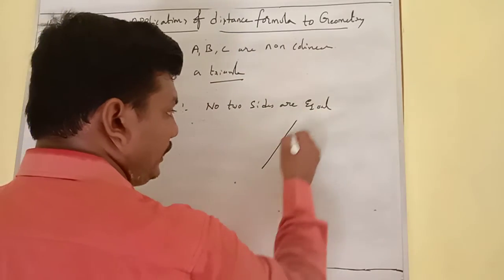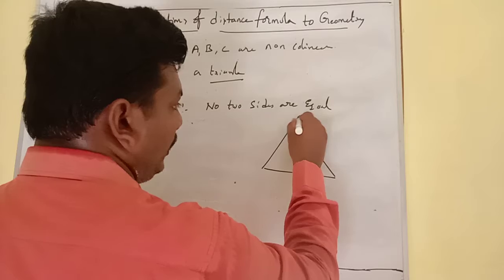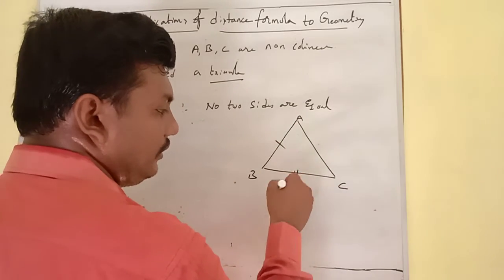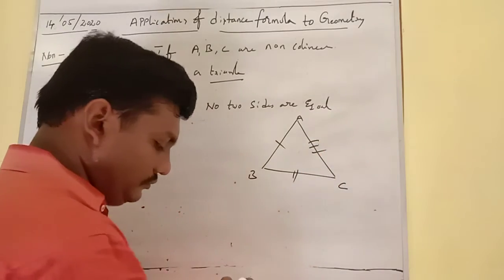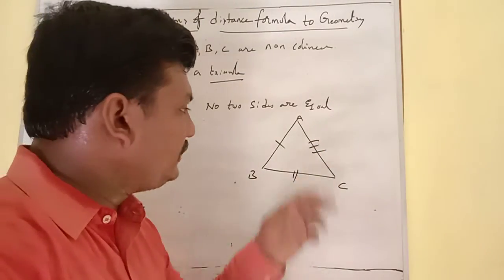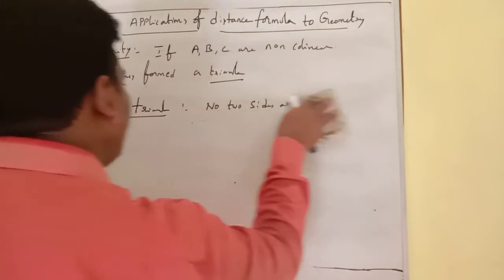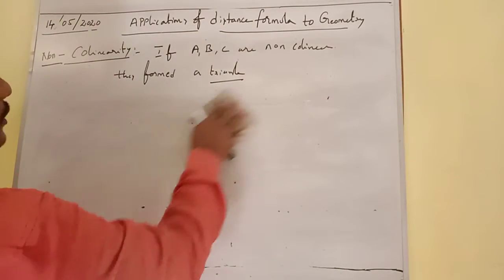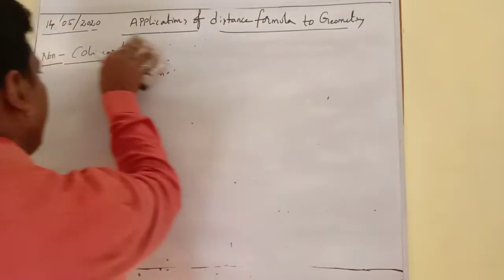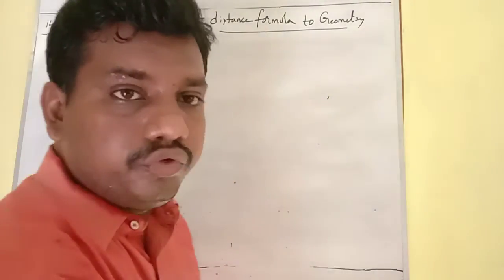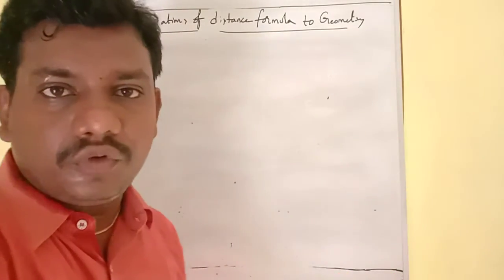That means if you take any triangle ABC, this side is different from this side, and this side is different from this side. So no two sides are equal. The distance of any two sides should not be equal. Now if you consider four non-collinear points.